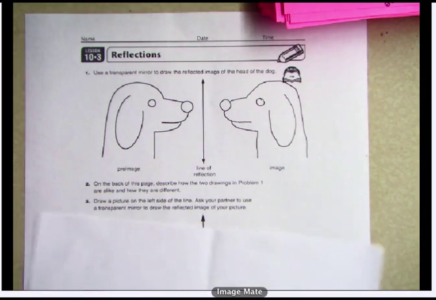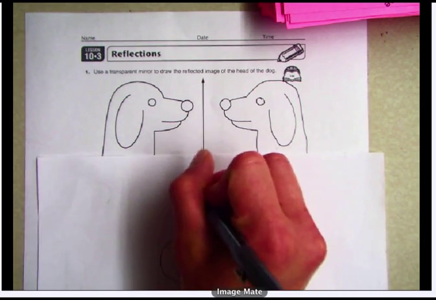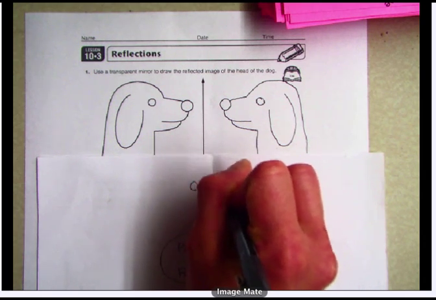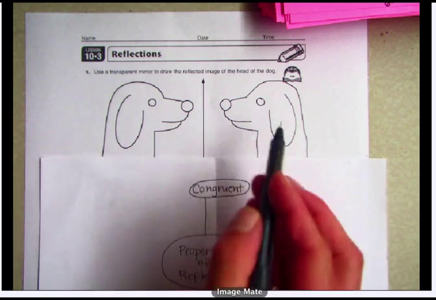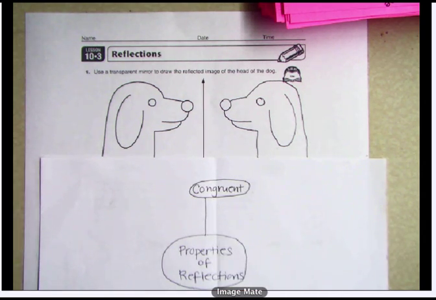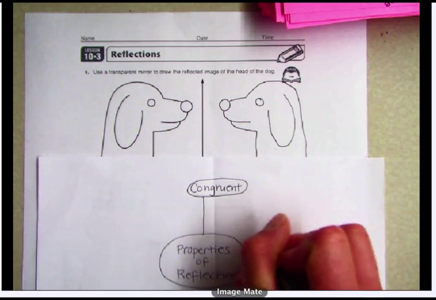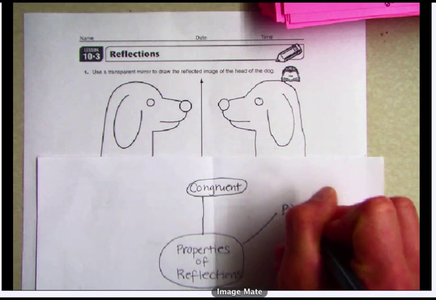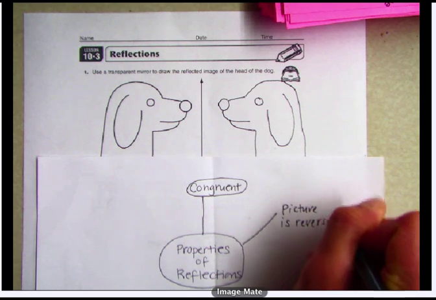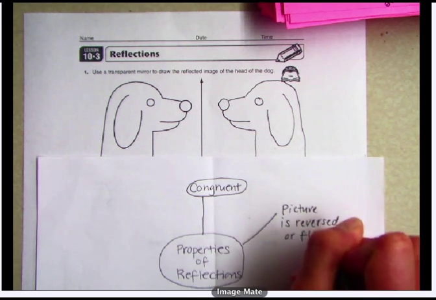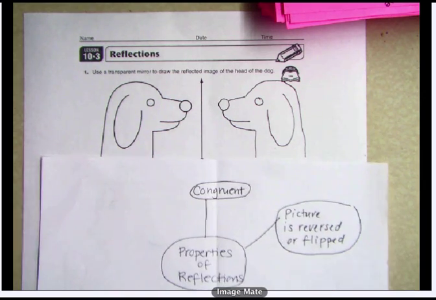One thing I want you to keep in mind if we talk about properties of reflections is that the pictures are congruent. Both pictures, whether it's the pre-image or the image, are the same size and the same shape. They're just flipped. So the picture is reversed or flipped. It's just flipped the other way around.